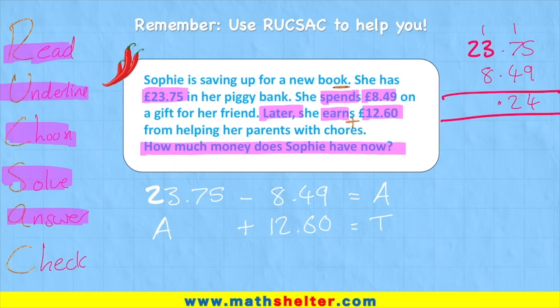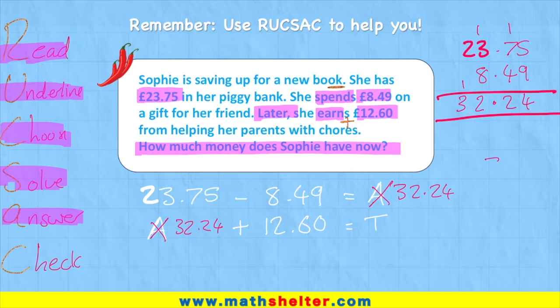1 plus 3 is 4. Plus my 8 is 12. And 2 plus my new 1 is 3. So my answer should be £32.24. Now I can replace that answer and this answer with 32.24. But now I need to add that 32.24 to 12.60 to get my total.